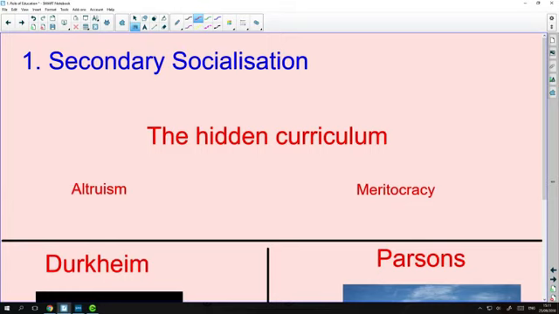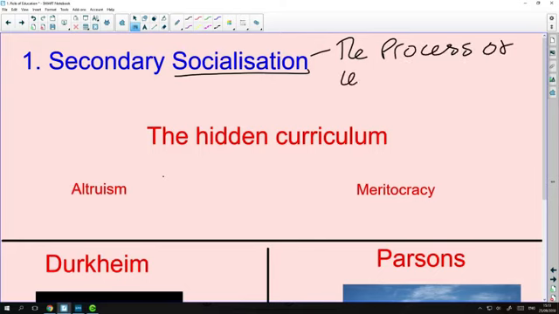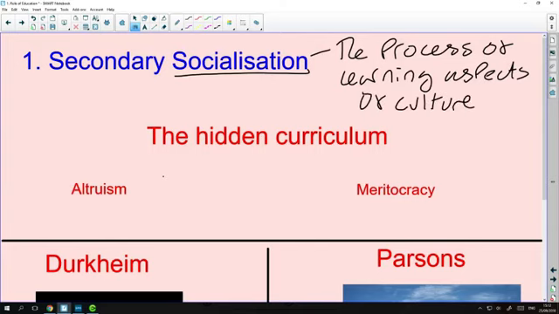So we already know what the phrase socialisation means because we studied it over the last couple of weeks. The word socialisation just means the process of learning aspects of our culture. So we learn aspects of our culture, of our society, through this process. But it's the second, or one of the second places that we learn it. There's one place, and we talked about it last week, where primary socialisation takes place, which is the family. Whereas this is obviously in education, it's afterwards. So this is one of the second places we learn those different things.